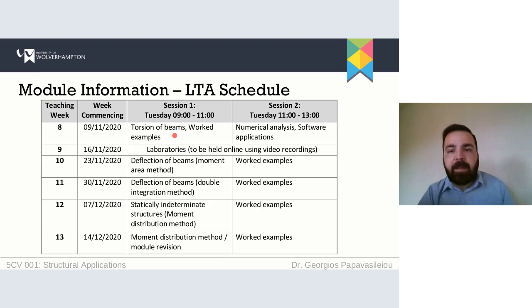Apart from that, we will be also using some software. There are a lot of different software packages that we're using in practice, of course. For this module, we will be using a software that you can use in order to analyze any type of two-dimensional structure. So it could be a frame, a truss, or a three-pinned arch, pretty much anything. It's actually quite handy, and it can be used both for static and dynamic analysis. Of course, here we will be using that for static analysis.